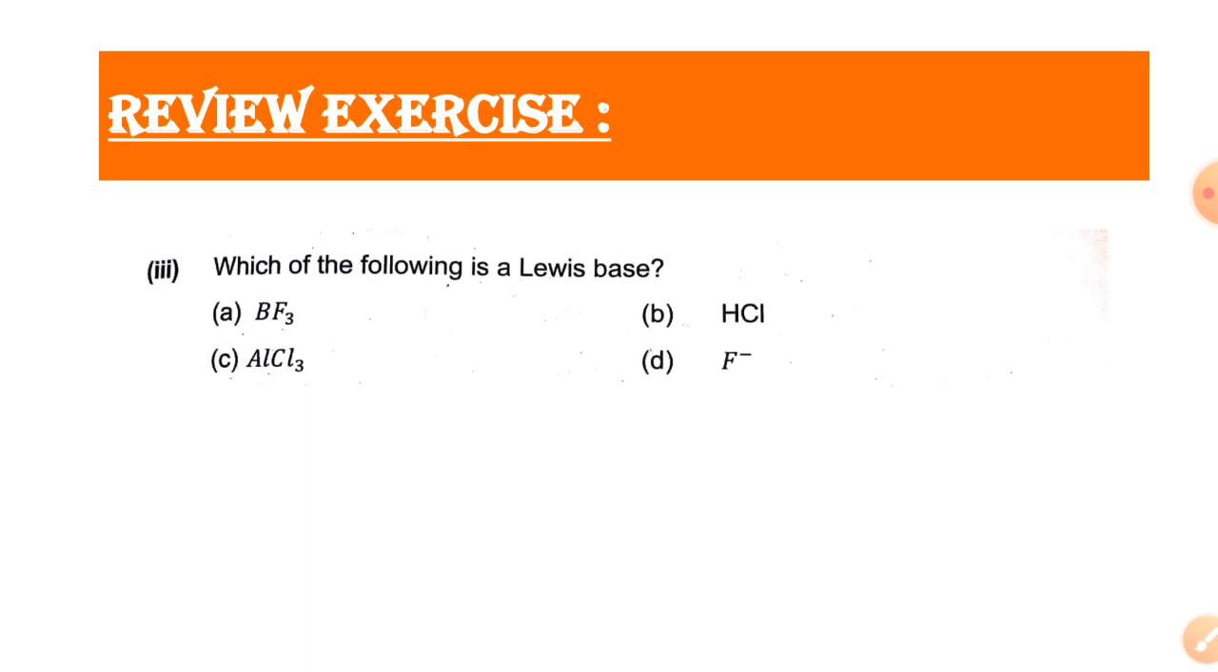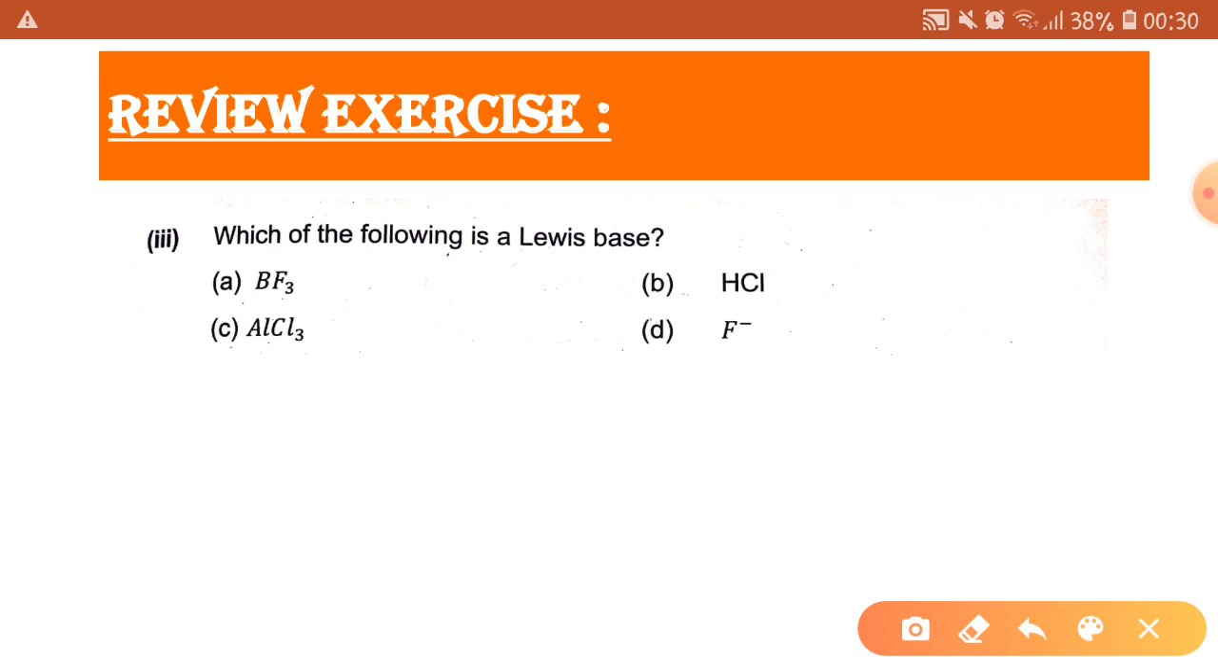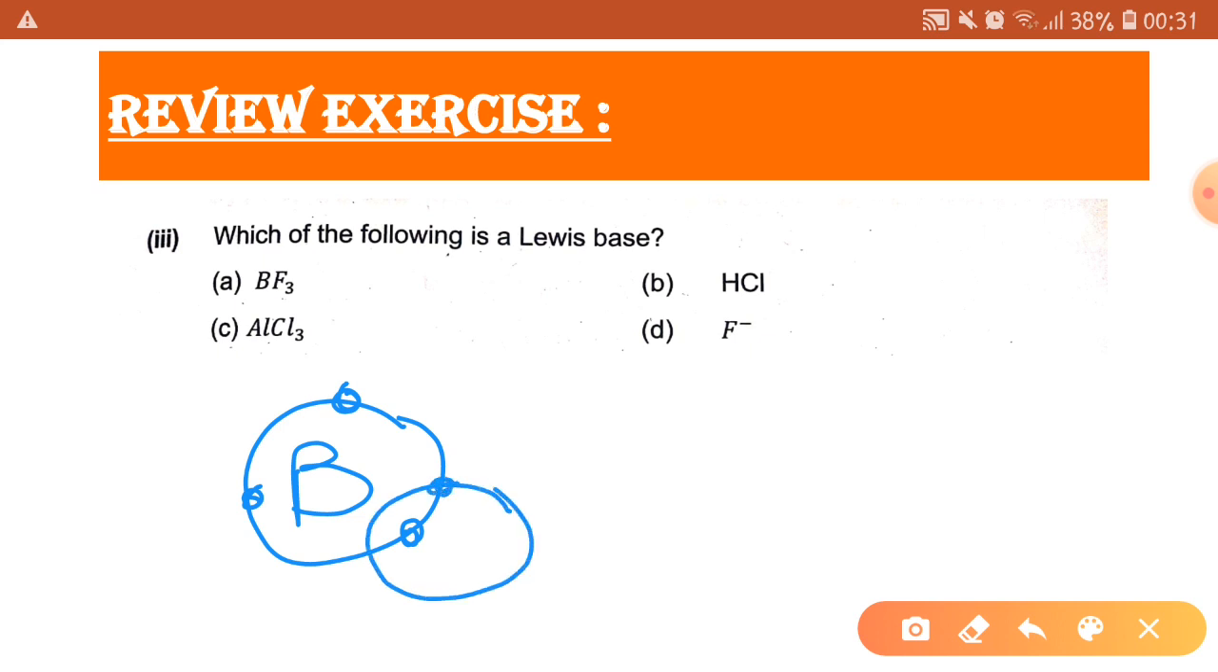So, starting with a multiple choice question, this question says: which of the following is the Lewis base? We are provided with four options. The first option is boron trifluoride. We read about boron trifluoride in our previous lecture: the boron atom has three valence electrons, so boron forms three covalent bonds with three fluorine atoms in order to increase the number of electrons in its valence shell.